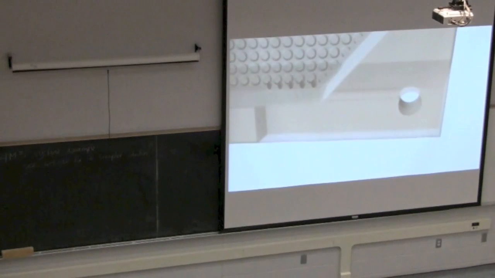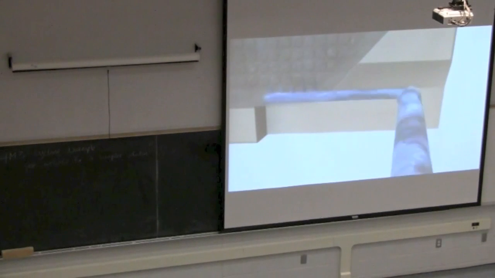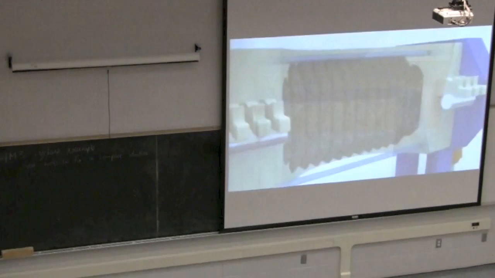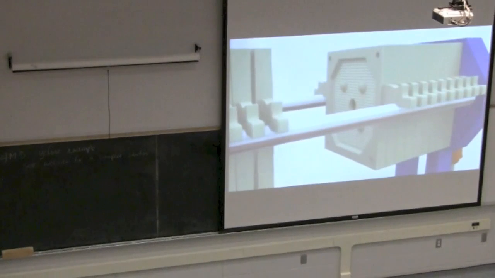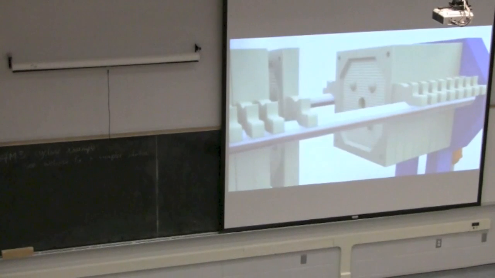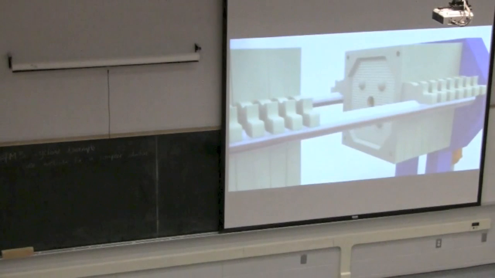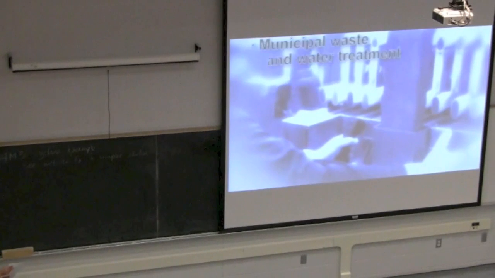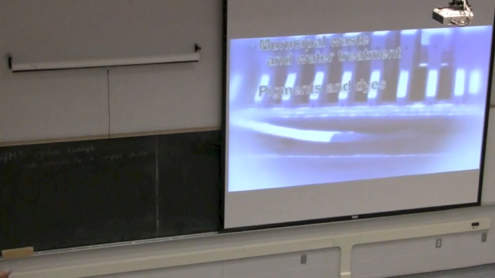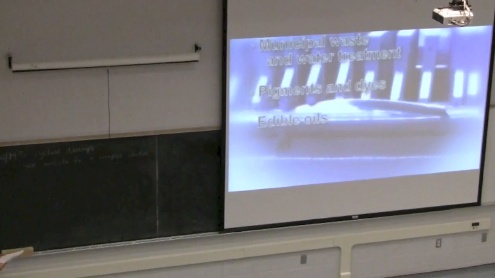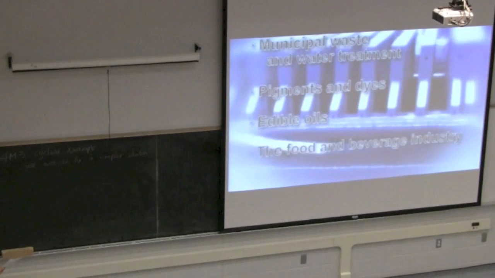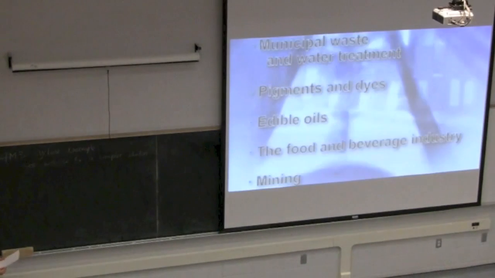Liquid passes through the filtered cloth and exits through the filtration ports of the filter plate. The solids collect on the surface of the medium within the chambers. The chamber is full. The cake may be washed or blown dry if necessary. Filter cakes are then discharged, and the filtration cycle is completed. Our filter presses are used in a wide variety of applications, including municipal waste and water treatment, pigments and dyes, edible oil, the food and beverage industry, and mining, as well as many specialized applications.